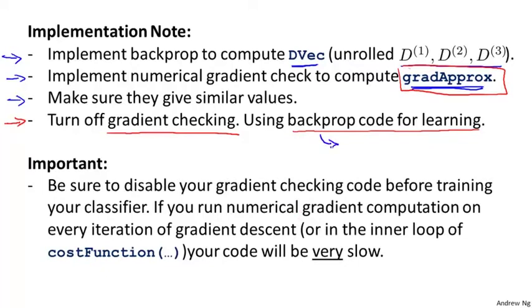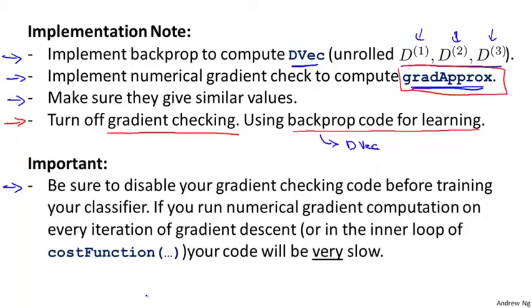In contrast, the backpropagation algorithm that we talked about earlier, for computing D1, D2, D3, or for dvec, is a much more computationally efficient way of computing the derivatives. So once you've verified that your implementation of backpropagation is correct, you should turn off gradient checking and just stop using that. Just to reiterate, you should be sure to disable your gradient checking code before running your algorithm for many iterations of gradient descent or for many iterations of the advanced optimization algorithms in order to train your classifier.